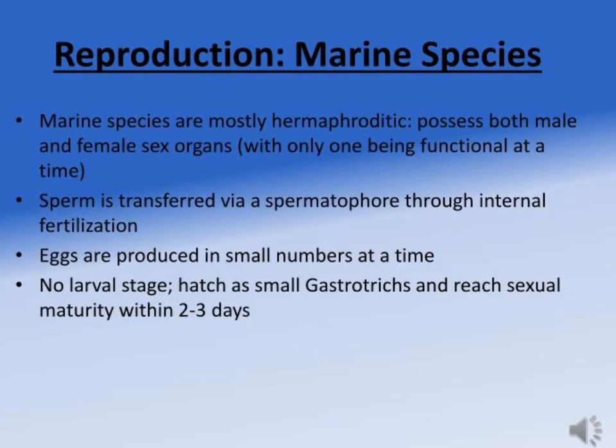Reproduction: marine species. Marine species are mostly hermaphroditic, possessing both male and female sex organs, with only one being functional at a time. Sperm is transferred via a spermatophore through internal fertilization. Eggs are produced in small numbers at a time. There is no larval stage; they hatch as small gastrotrichs and reach sexual maturity within 2 or 3 days.